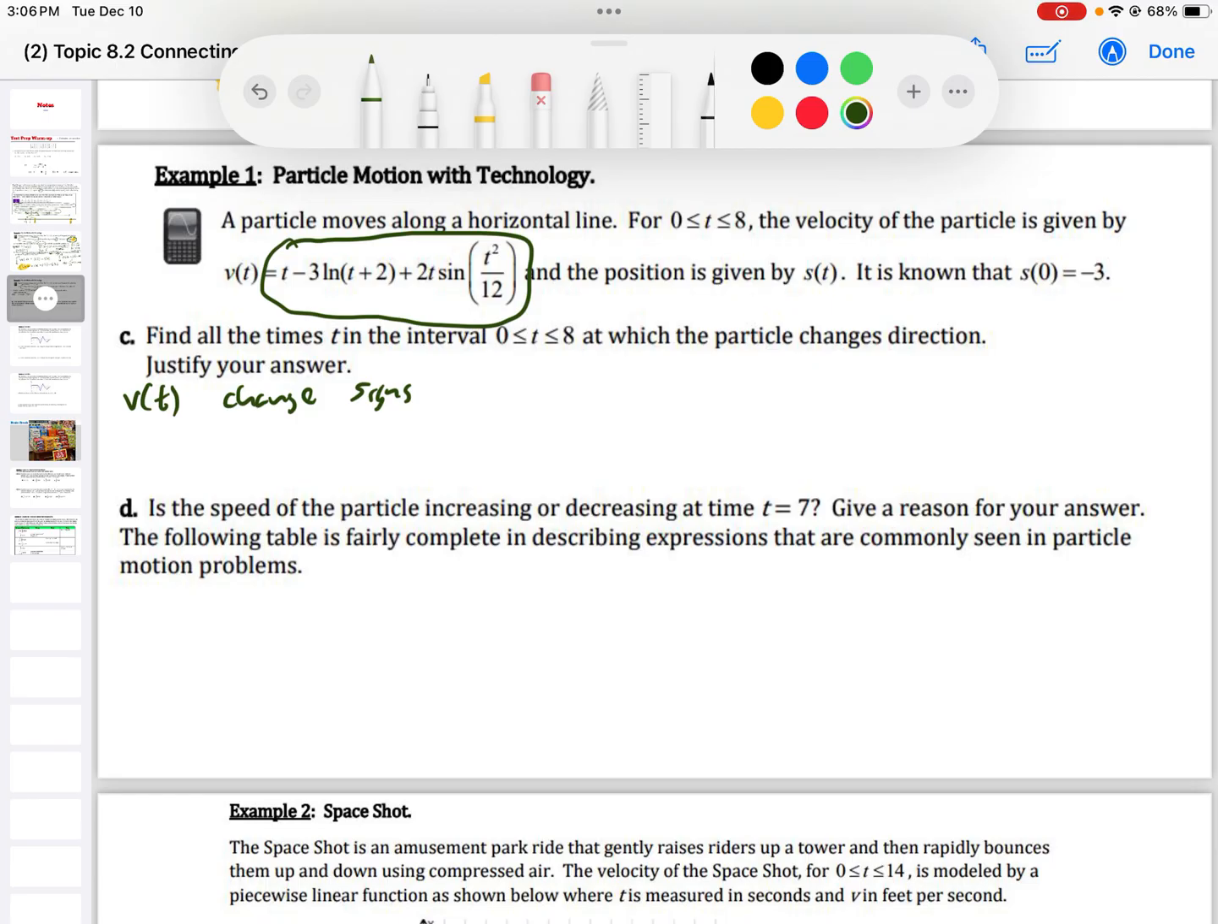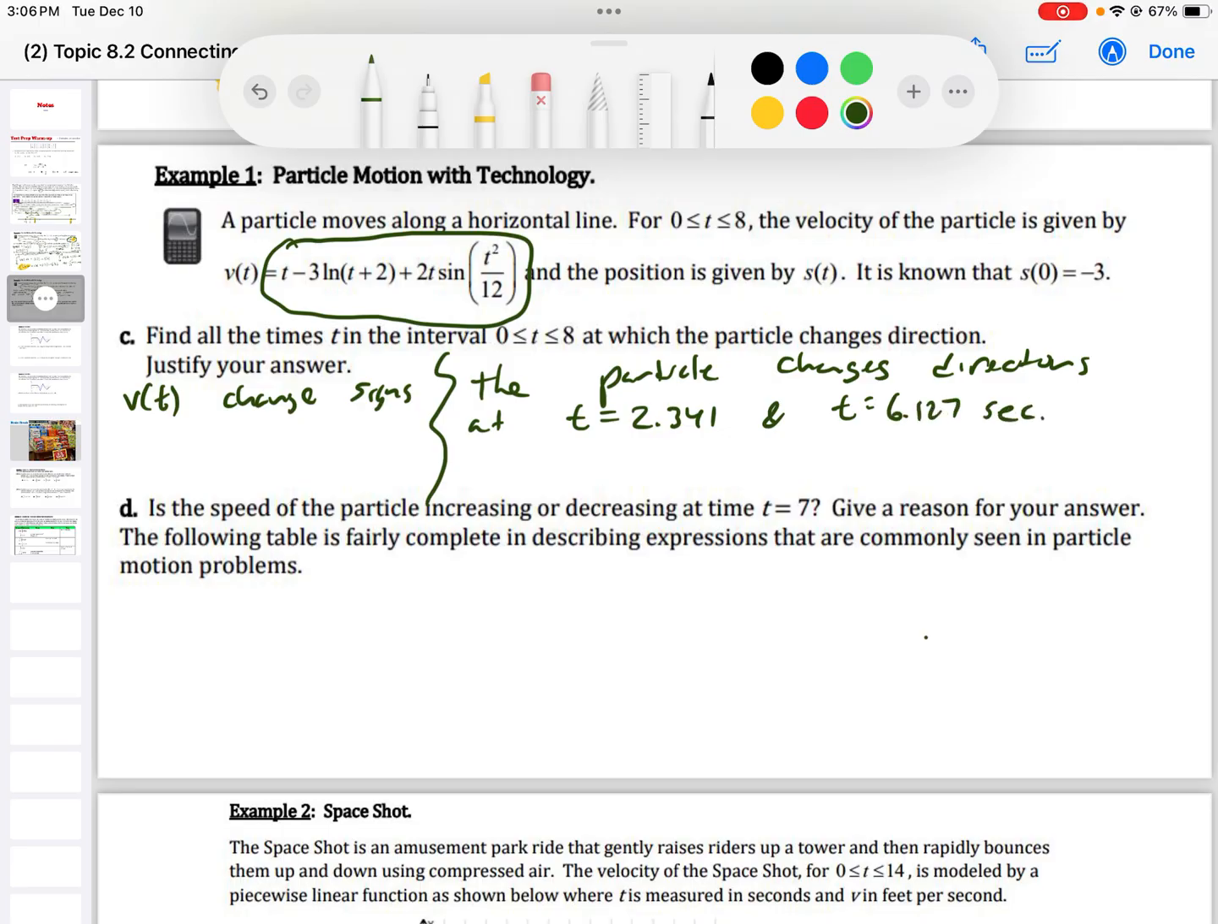And I did this before, this is going to be better in person, but I would say the particle changes direction at t equals 2.341 and t equals 6.127 seconds, because v of t changes signs. That's your explanation, that's your justification. So justify your answer: we know v of t changes signs there.